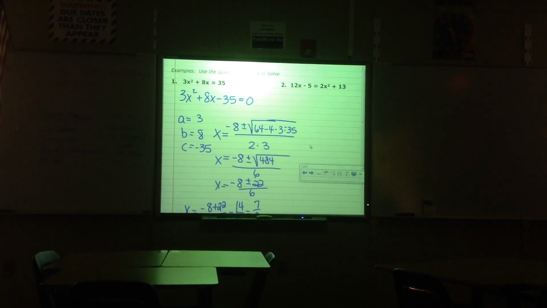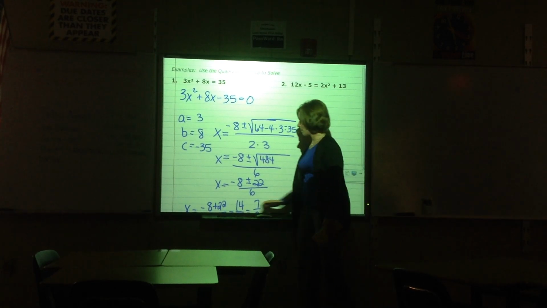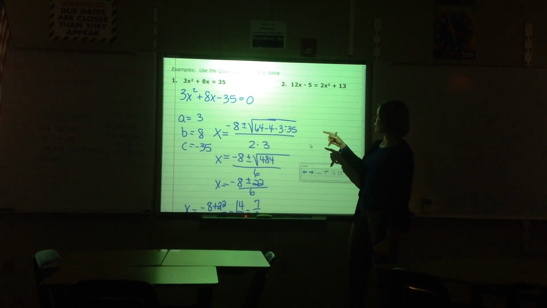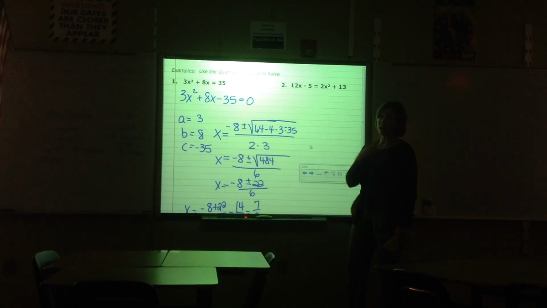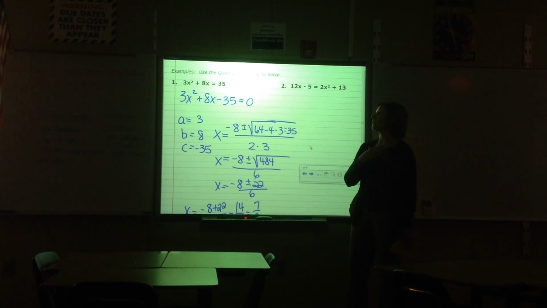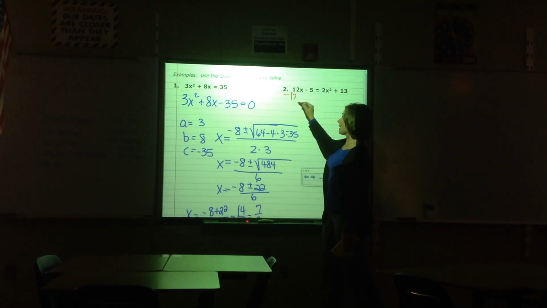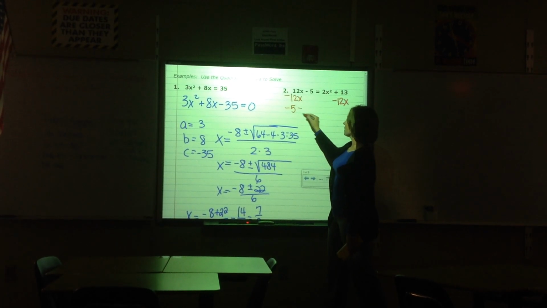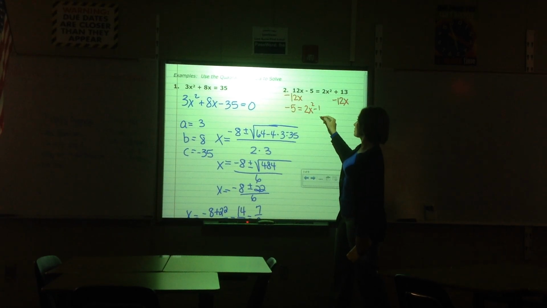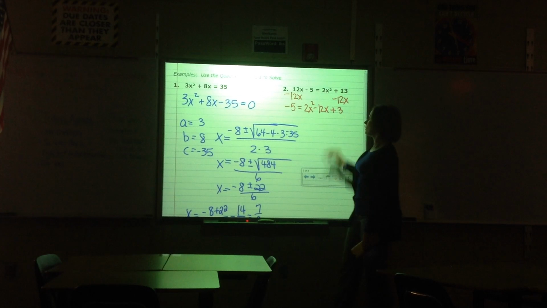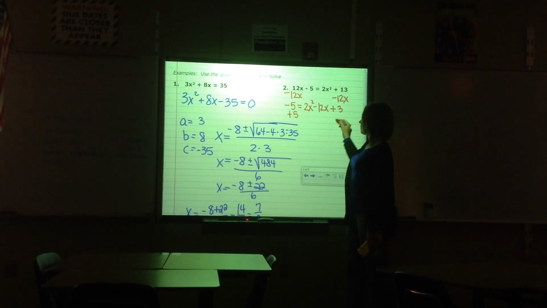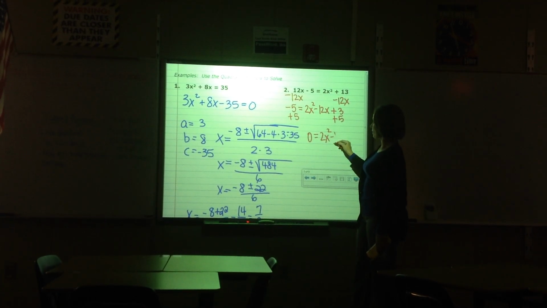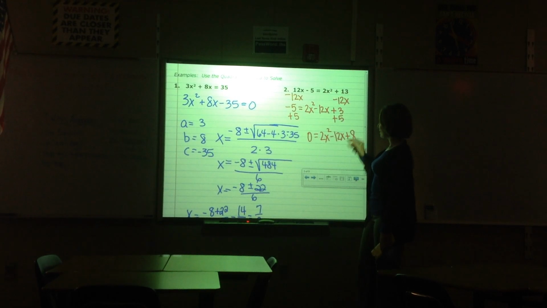Next example. I need to get this in standard form. We need to get our ax squared plus bx plus c. I like a to be positive. It doesn't have to be. I just like it to be. So I'm going to subtract 12x from both sides. We're going to end up with negative 5 is equal to 2x squared minus 12x plus 13. I'm going to add 5. So I have 0 equals 2x squared minus 12x plus 8.